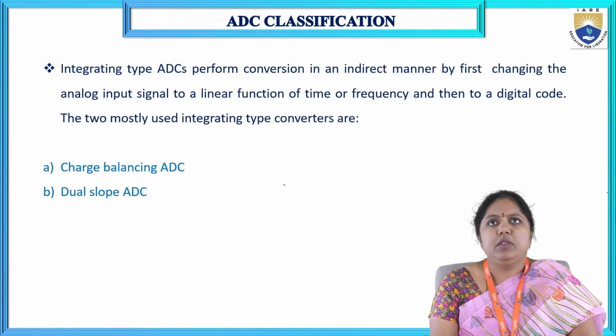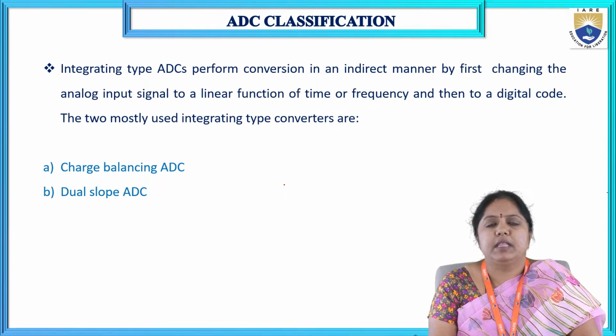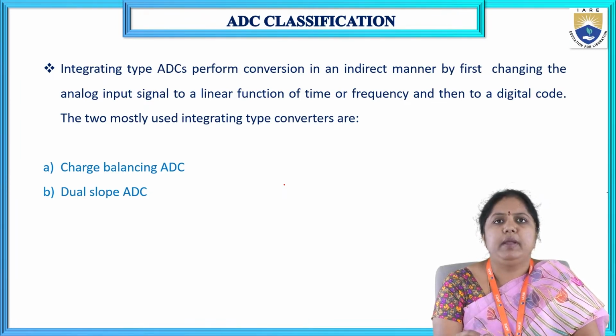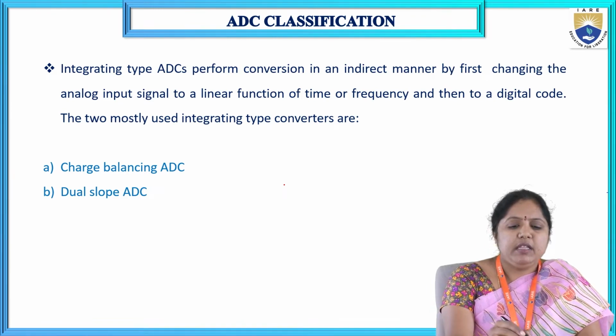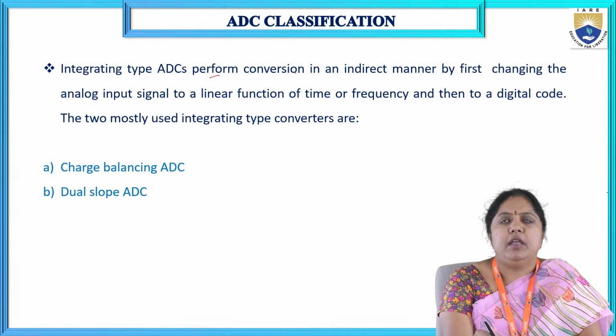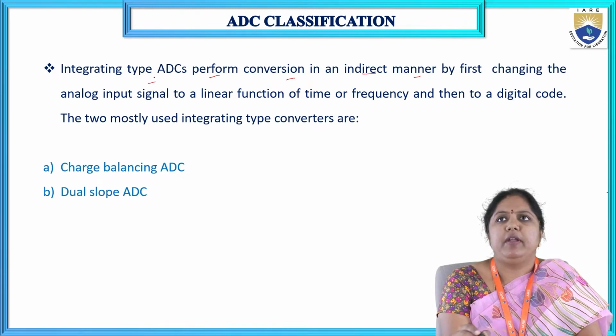In contrast to this direct type of ADC, there is an integrating type of ADC. Basically, ADC is classified into two types: one is the direct type ADC and another is the integrating type of ADC. What is meant by the integrating type of ADC? In this type, it will perform the conversion in an indirect manner. That's why we call it an integrating type of ADC.